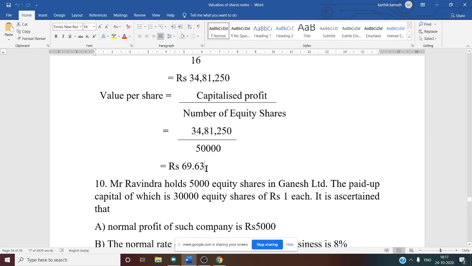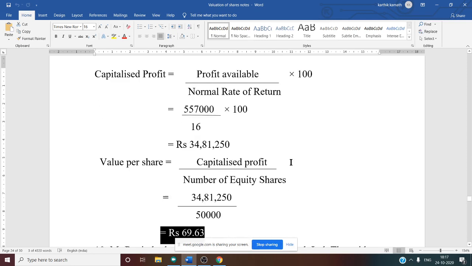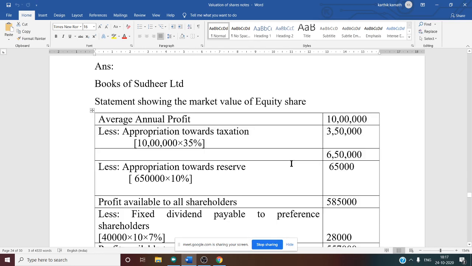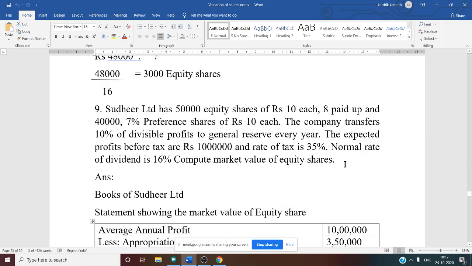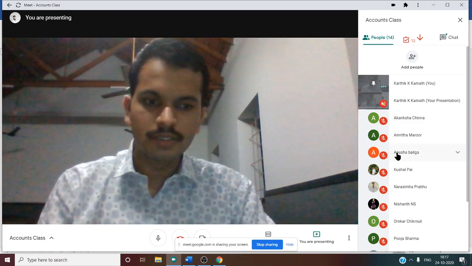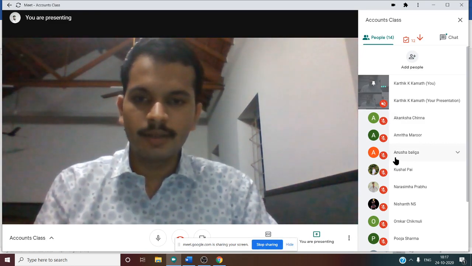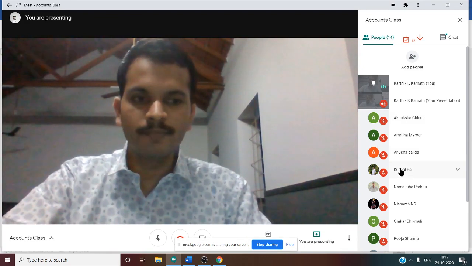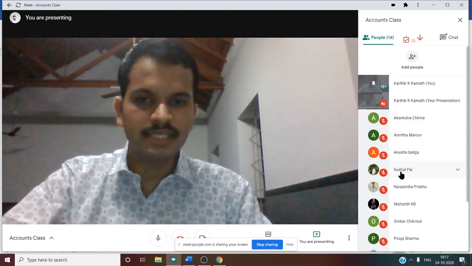Yes, so value per share is 69.63. If you divide, you will get the value per share. That is, the value of every single share under the market value method is 69.63. So it is a very simple problem. This type of problem comes for 6 marks. This is a problem asked for 6 marks. So any doubt regarding this problem?